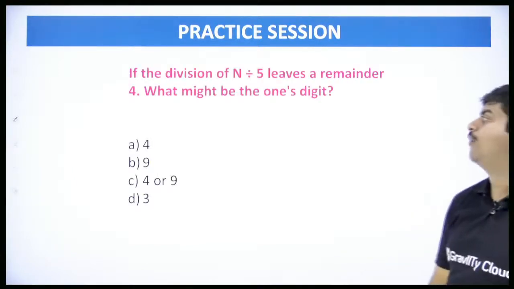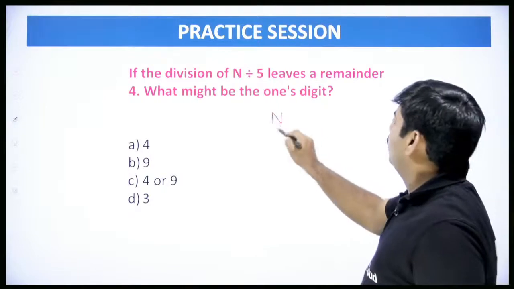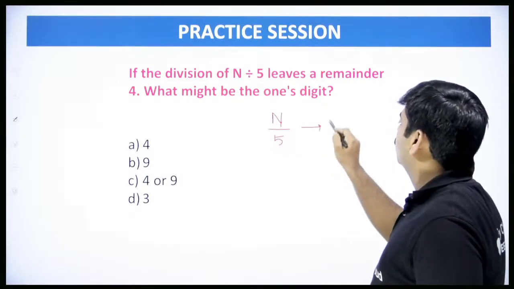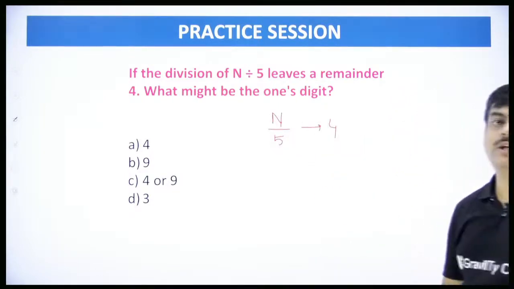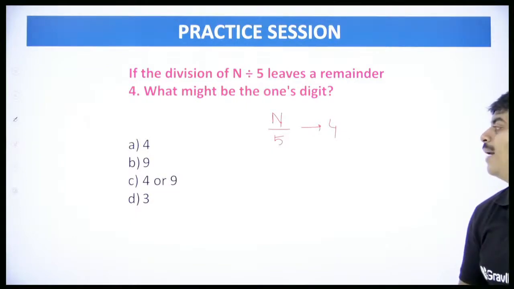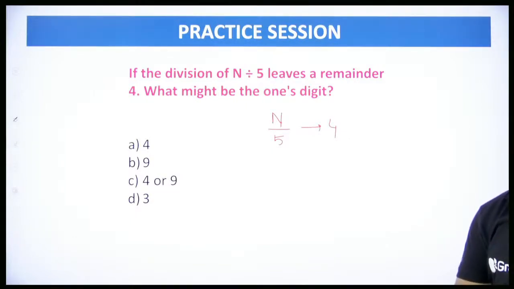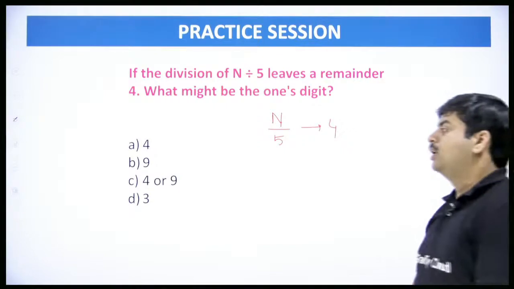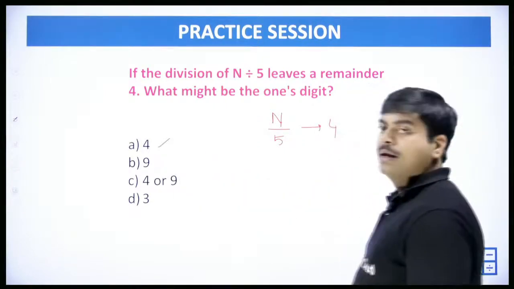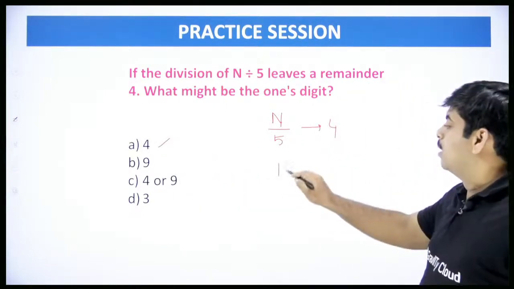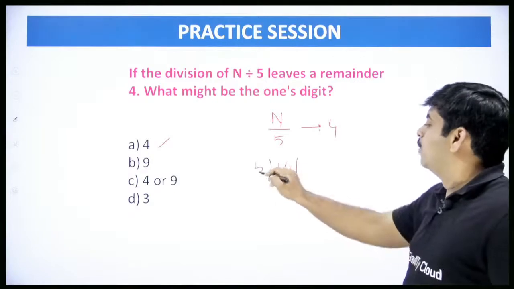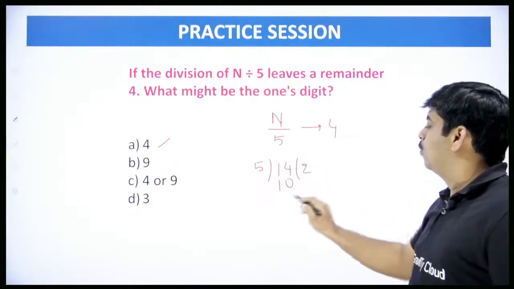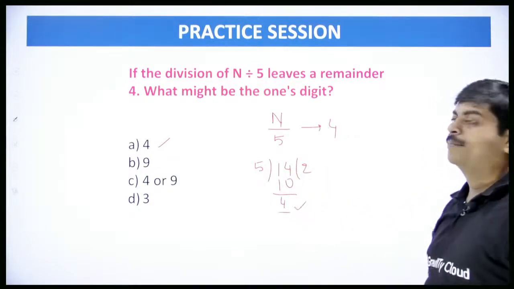If the division of n by 5 leaves a remainder 4, what might be the ones digit? So let's go for 4. We can say 14, let's say. 14, if you divide with 5, 5 2s are 10 and we are left with 4. Yes, we have the remainder 4.